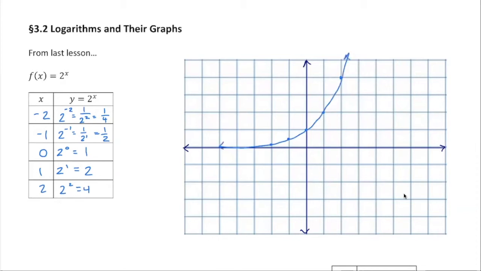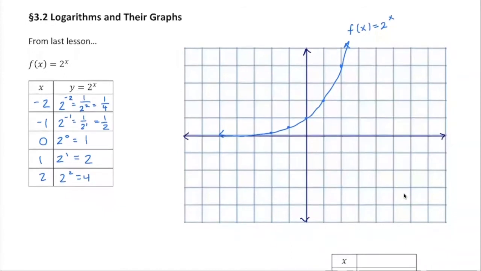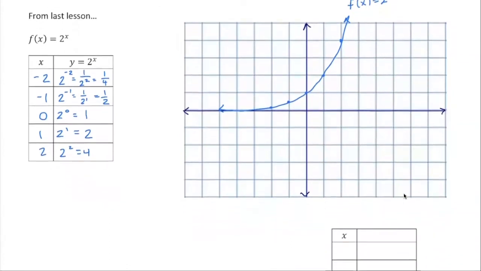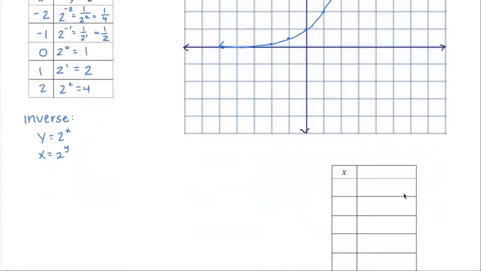So here is our function 2 to the x power. All right, so if we were to explore what this looks like as an inverse, let's go ahead and find the inverse of this function. So remember, we find the inverse, we replace f of x with y, and then we will switch our x and y values. So we have x and then 2 to the y. And we have to think about a way, how can we get this y by itself? So now y is in the exponent position.